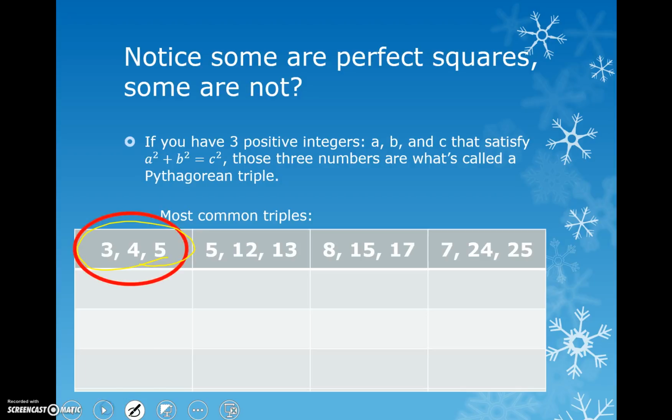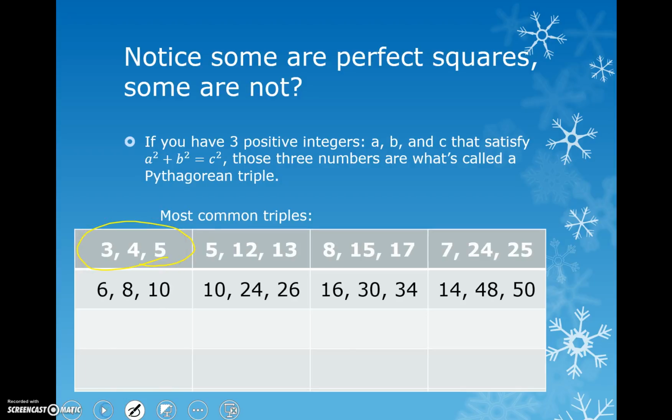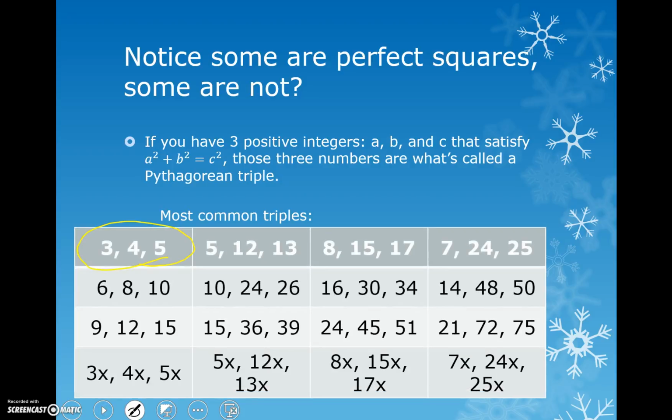What I also want you to know is that if you multiply them by 2, that is also going to be a Pythagorean triple. And if you multiply them by 3 or by anything. So all of these are possible Pythagorean triples that you can use. In the previous one where you were trying it on your own, the height ended up being 24, and it was probably one of these.